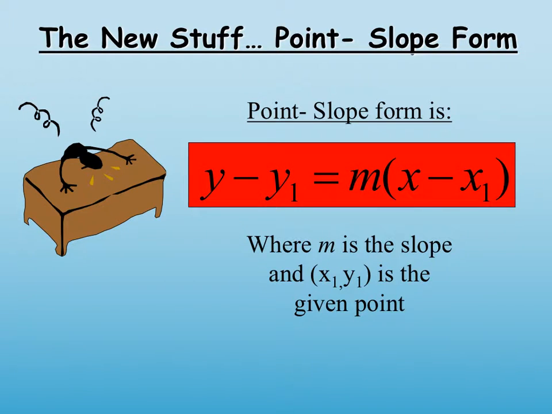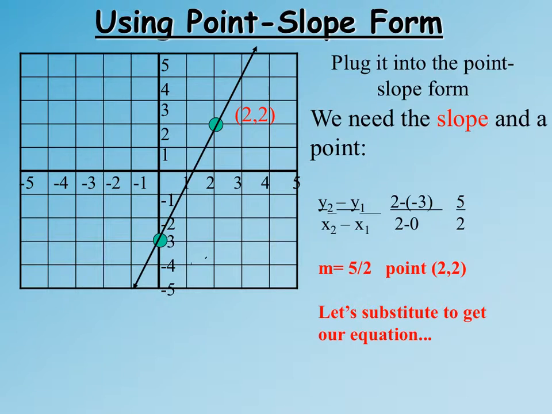We introduced to you today point slope form. Many of you may remember this from Algebra 1. So it's y minus y1 equals m times the difference of x and x1. Again, m is the slope, and x1 and y1 is the point given. We're going to practice using point slope form.